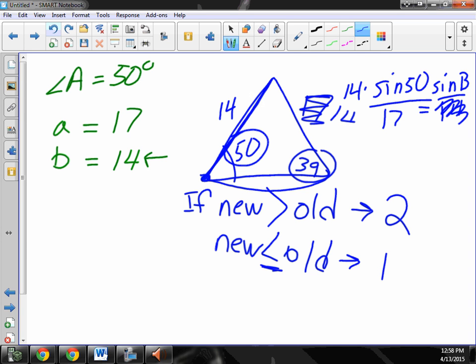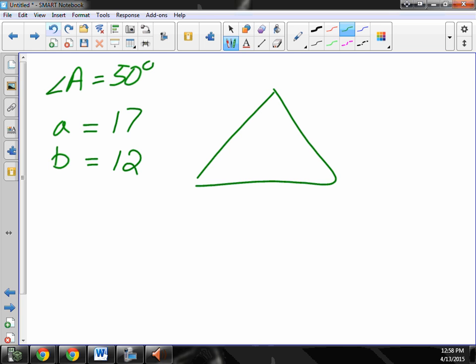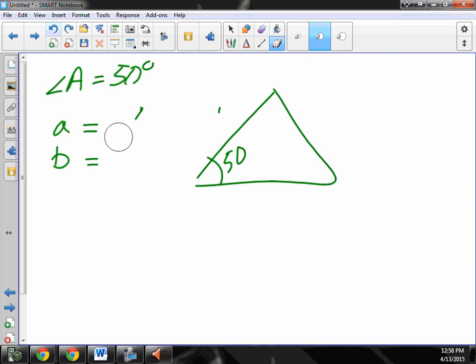All right. Let's look at this same problem, but let's change the 14 to, say, 12. So I draw the triangle, 50, oh, wrong one, sorry. I want this to say 17. No, I want that to be 14.